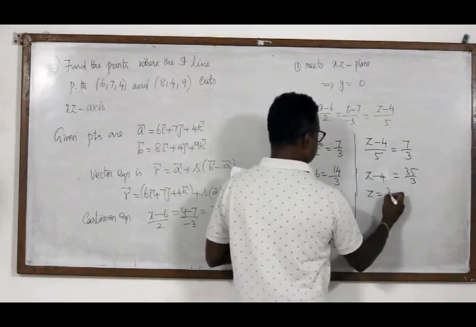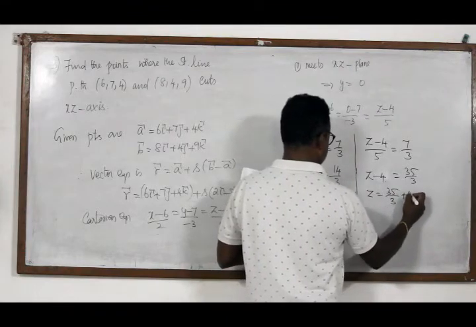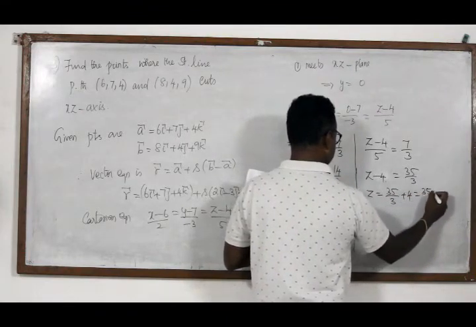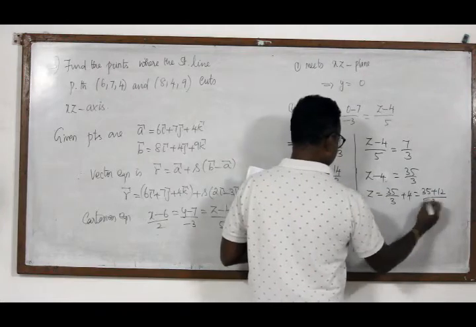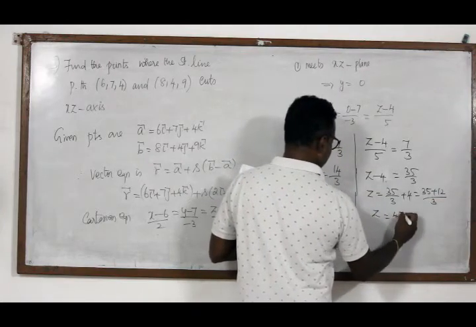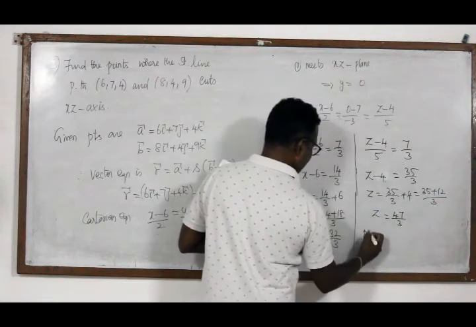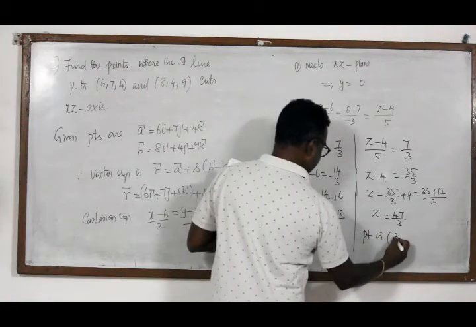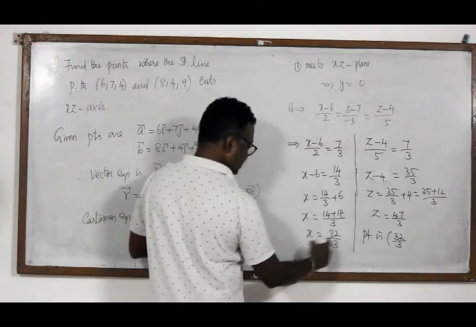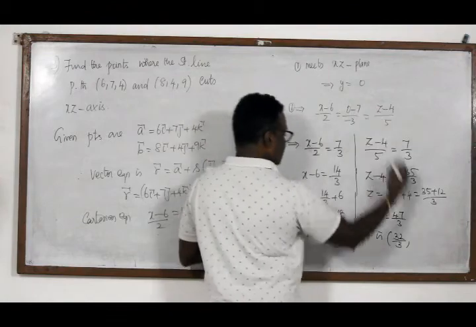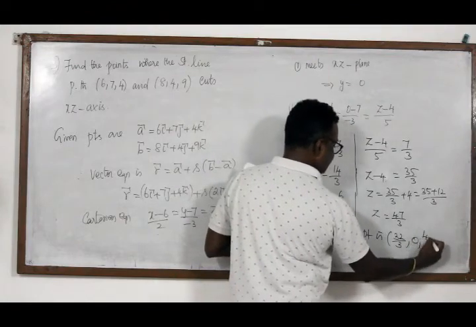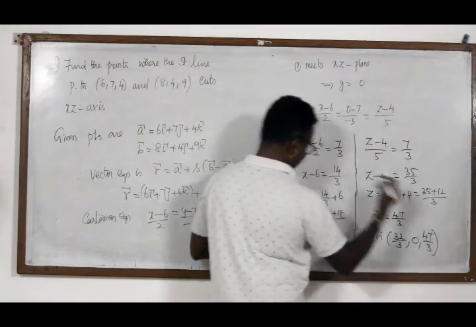Z equal to 35 by 3 plus 4. 35 plus 12 by 3. So Z equal to 47 by 3. Therefore, the point is 32 by 3 is x, Y is 0, Z is 47 by 3.